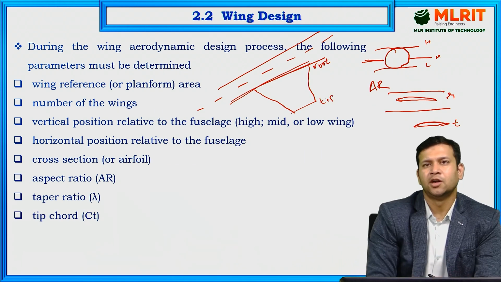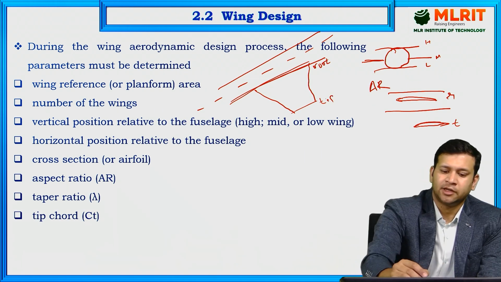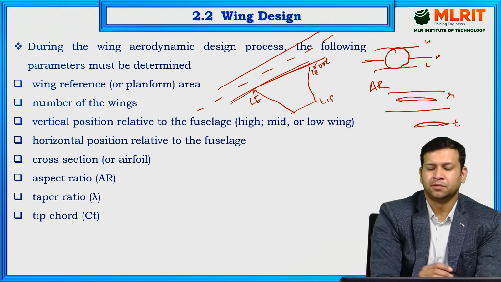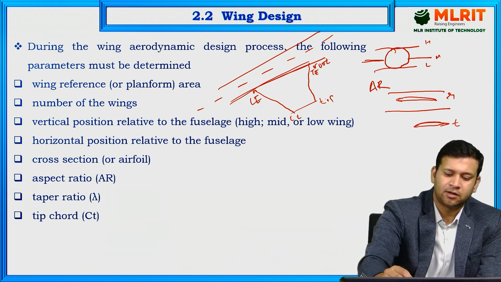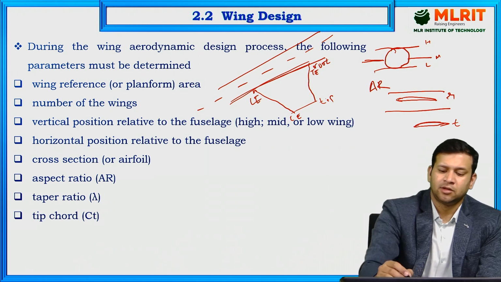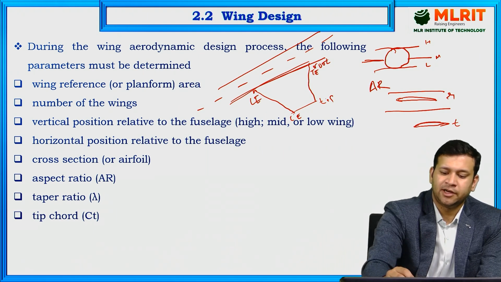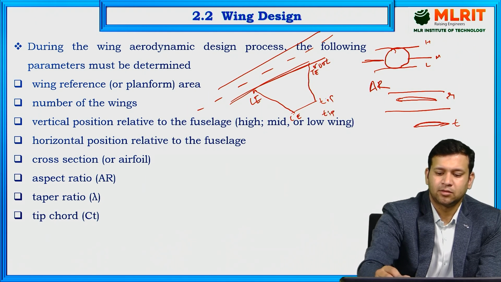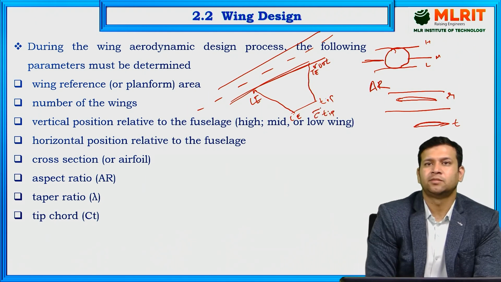The distance between this leading edge and this trailing edge at the root is called the root chord, and the same applies at the tip. The distance between this leading edge and this trailing edge at the tip is called the tip chord. This is tip chord. This is root chord.